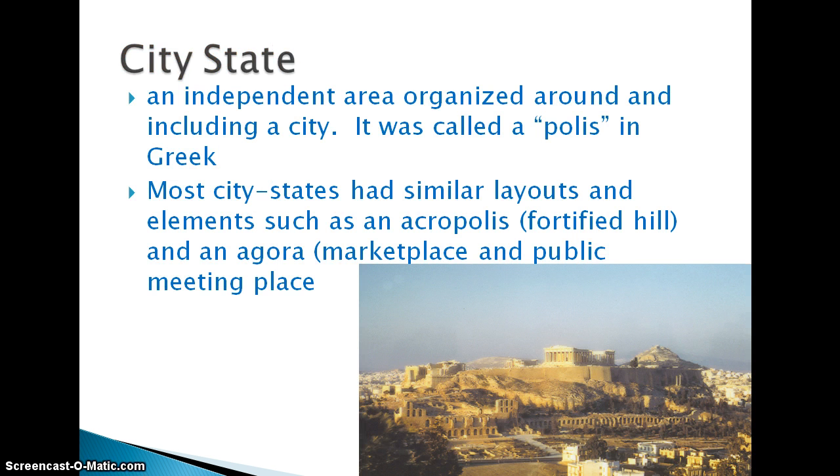Now let's examine a city-state, and you will see in the picture of Athens a Greek city-state. A city-state is an independent area organized around and including a city, and it's called a polis in Greek. Most city-states had similar layouts and elements such as the Acropolis, which is the fortified hill, and an agora, which is a market place and public meeting place.